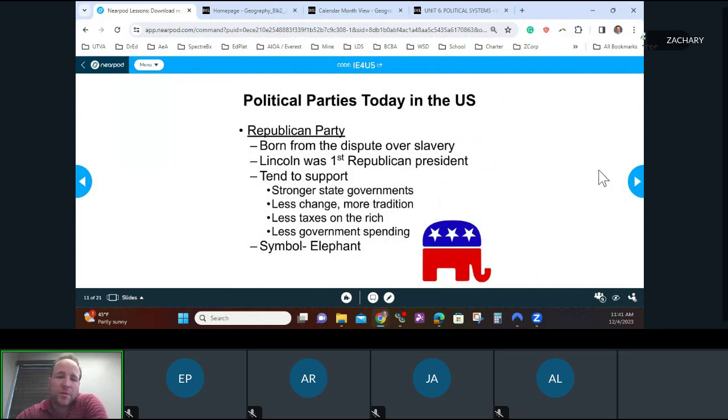So today, the two political parties, the first one's the Republican Party, one of the main parties. They were born from the dispute over slavery. President Lincoln was the first Republican president, and they tend to support more of states' rights over government rights. Less change, more tradition, less taxes on the rich, less government spending. Their symbol's the elephant.